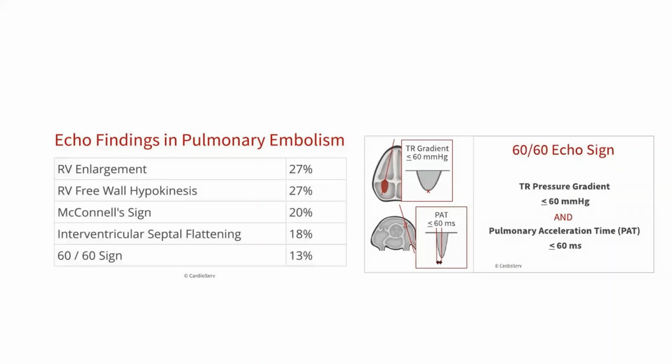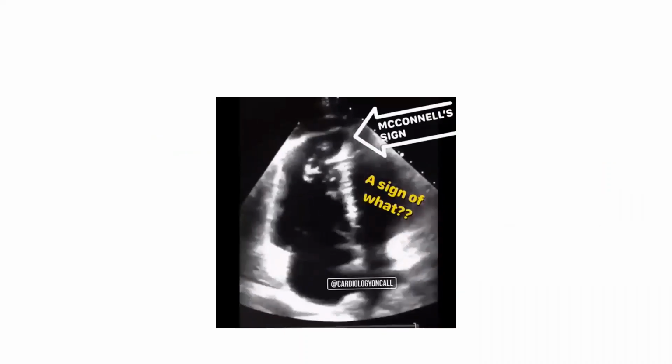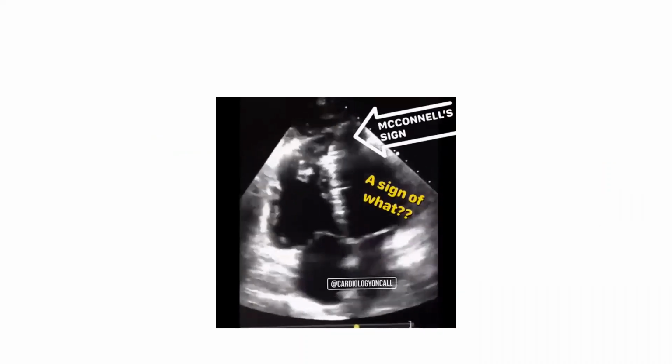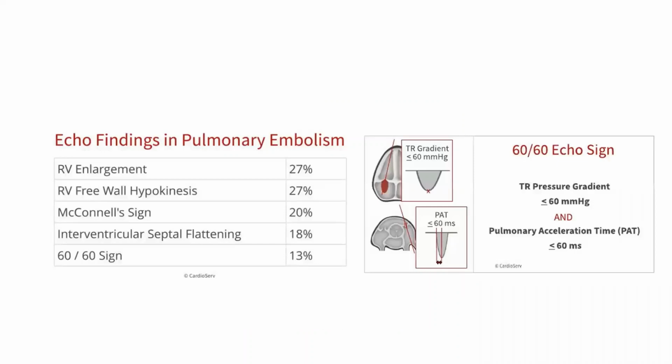So now we have seen the RV strain. This is called RV strain: dilatation, hypokinesia, and apical sparing hypokinesis, okay? We also have the 60-60 sign, meaning the TR pressure gradient is less than 60 and the pulmonary acceleration time is less than 60. So it's called the 60-60 sign. Notice here the TR pressure usually is less than 60. If you find it more than 60, pulmonary embolism is so unlikely.